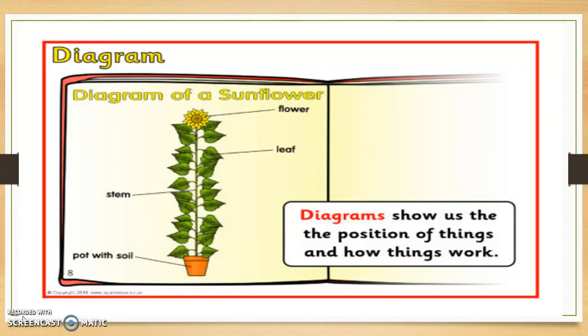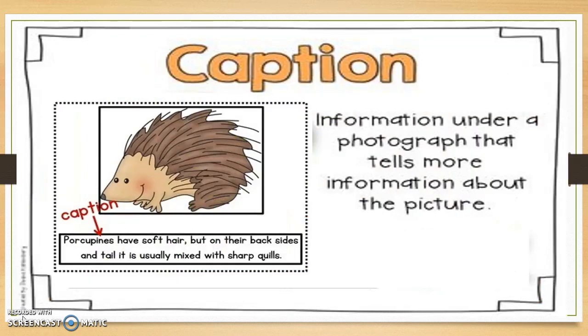Inside non-fiction books, there are often a lot of diagrams to tell us more about the topic. As you see here, there's a diagram of a sunflower quite clearly showing us the parts of the sunflower. Most diagrams in non-fiction books can be labelled as well, to give us more information about the topic. Can you remember the names of the parts of the flower? Can you point out the flower, the leaf, the stem, and the pot where they put the soil? Well done! Now let's have a look at captions.